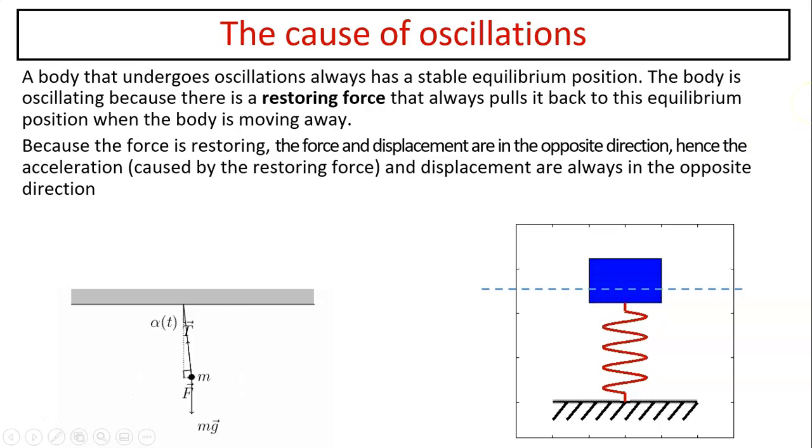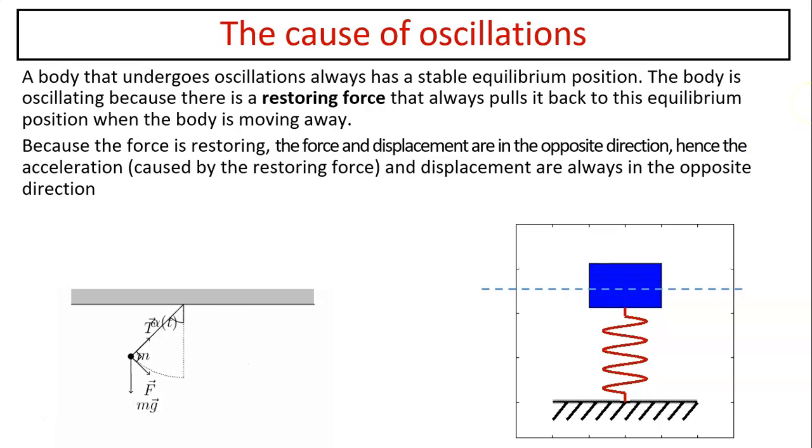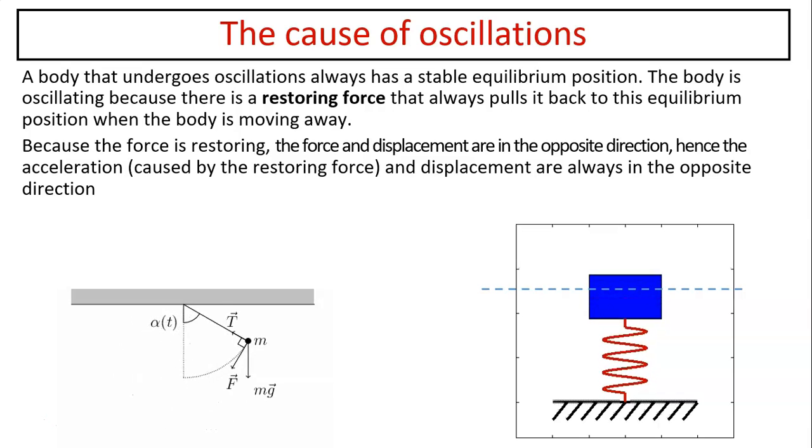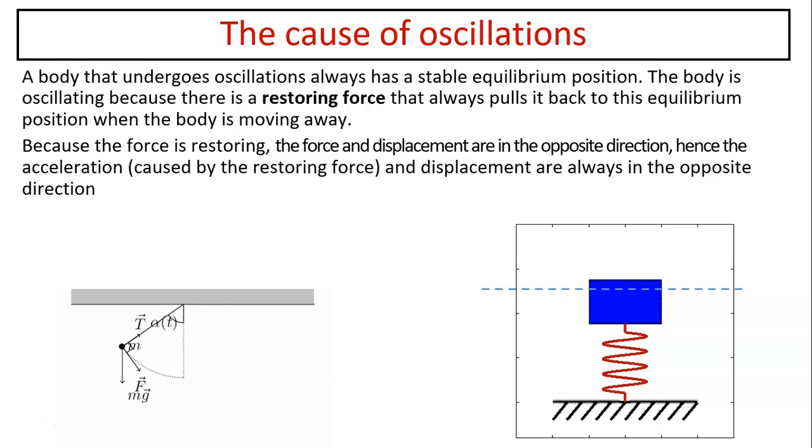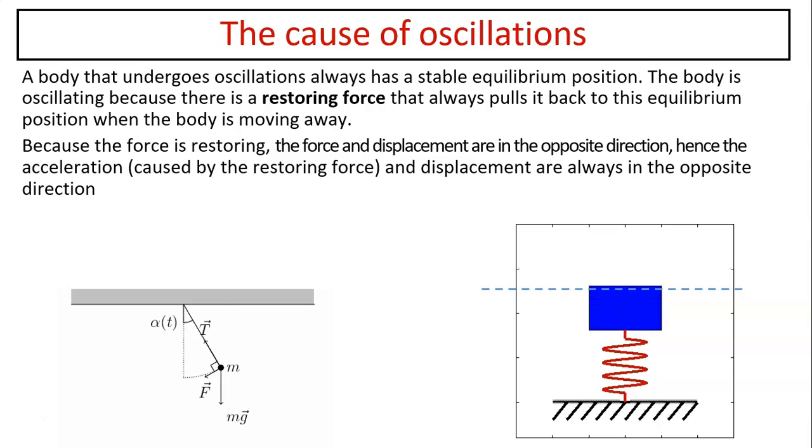The course of oscillations. A body that undergoes oscillation always has a stable equilibrium position. The body is oscillating because there is a restoring force that always pulls it back to this equilibrium position when the body is moving away.